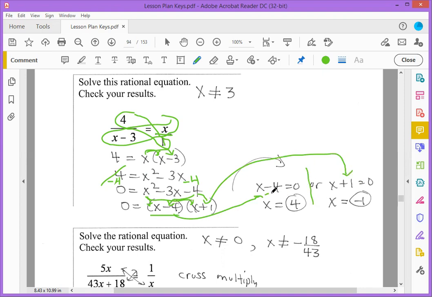The equation on the left we're going to solve by adding 4 to both sides of the equation. We'll get x equals 4, or that equation on the right side we're going to solve by subtracting 1. So x equals 4 or -1.